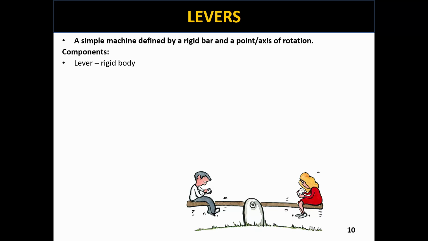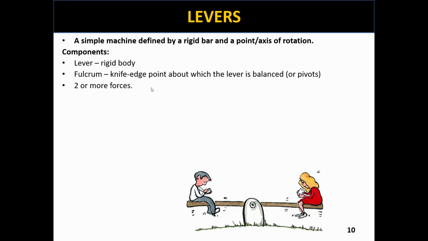And so the components of a lever include the actual lever itself, which is the rigid body. This is a body that does not deform, it doesn't bend. There's a fulcrum, and the fulcrum is a knife edge point about which the lever is balanced or pivots, and we'll see lots of examples of that here shortly. And then we have two or more forces applied to the lever, and these forces will induce the lever to undergo a rotation, and the reason it's able to rotate is because of the fulcrum.